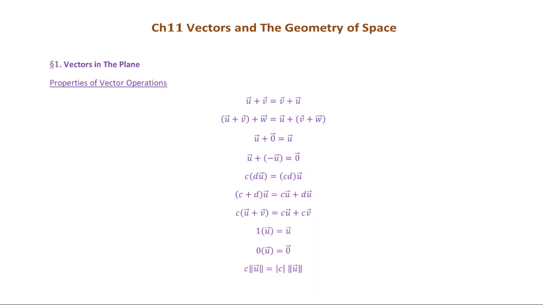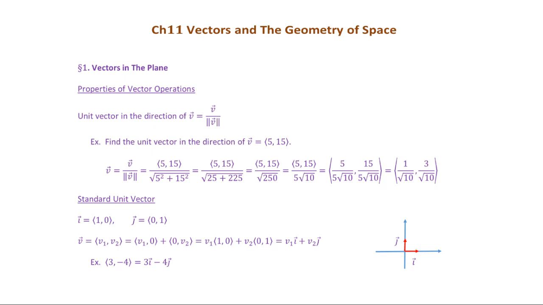Also, okay, I think there's a typo here. What I wanted to write is the length of cu is equal to the absolute value of c times the length of u. Okay, so I'm going to correct it. You get the absolute value of c because the length of cu is always positive. Okay, but c itself can be negative. So in order to make the whole thing positive, you need to take the absolute value of c. All right. So this is a typo here.